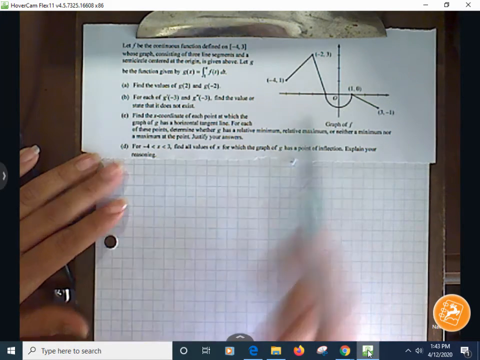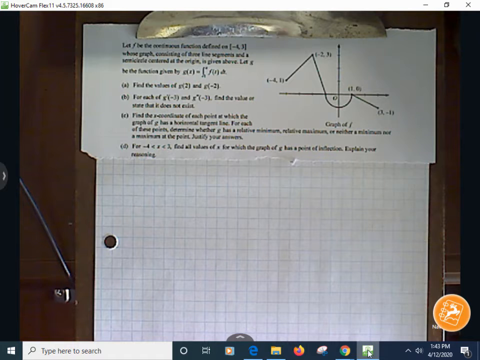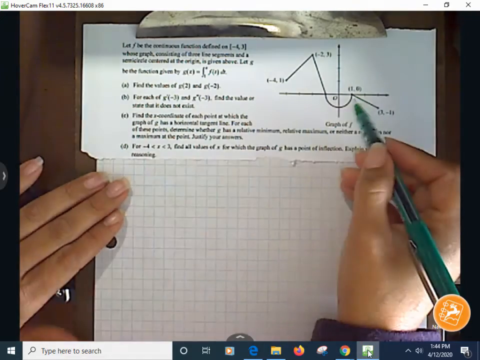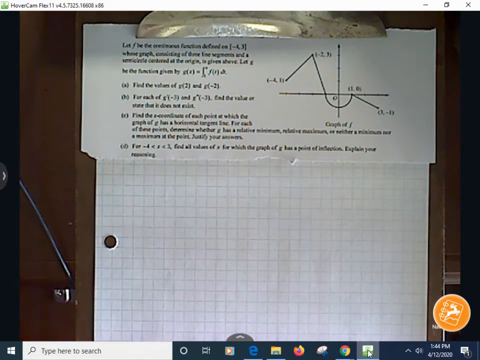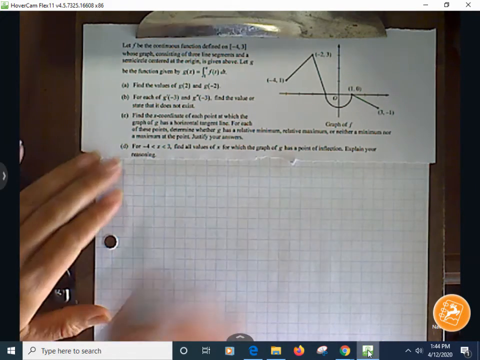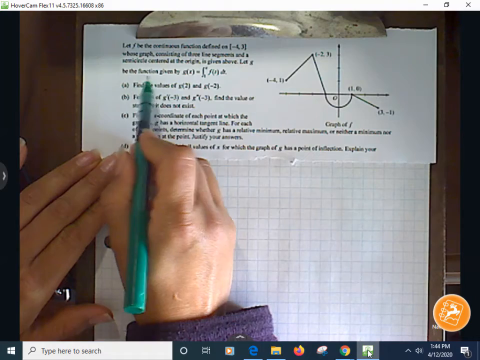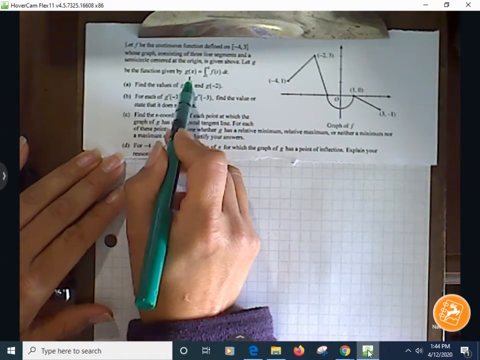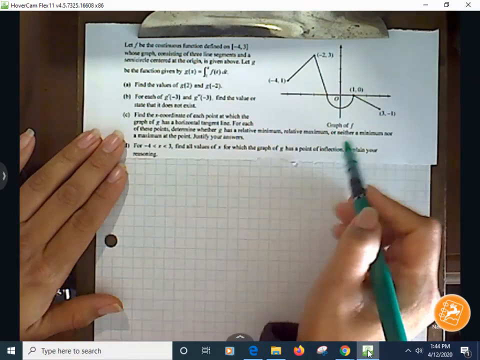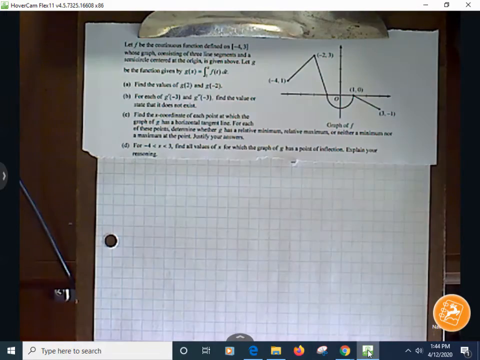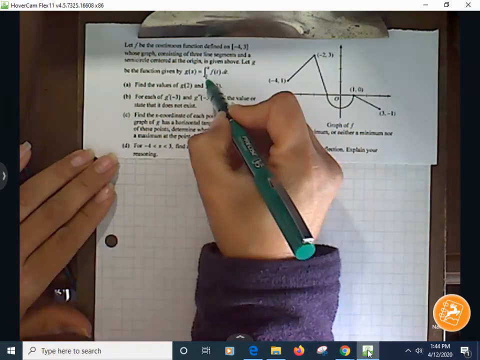And they define that so that in case you need to find areas, or you know that they're lines, that way you can easily find points on the graph. Things like that, so you know that this is not a parabola or some other type of function. Okay, and it says let g be the function given by this, and so g of x is the integral of the graph of f of x, but it starts off from 1 to x.